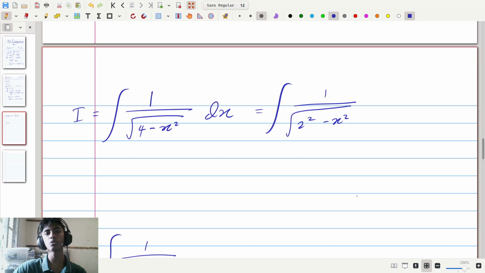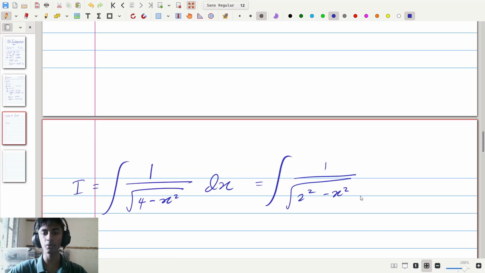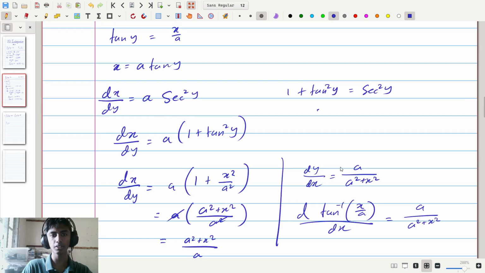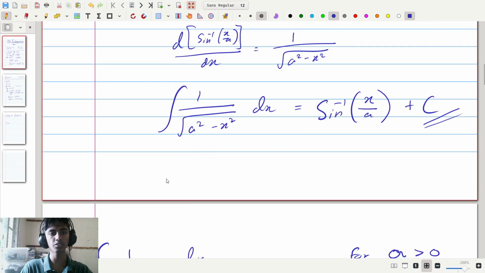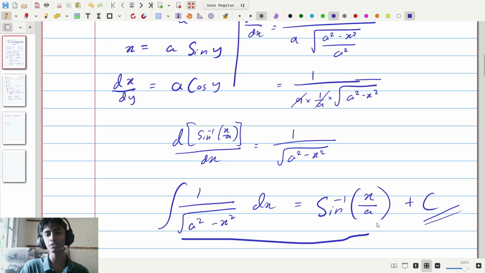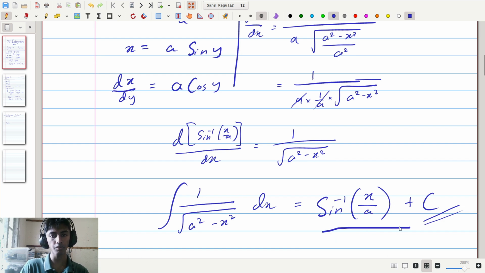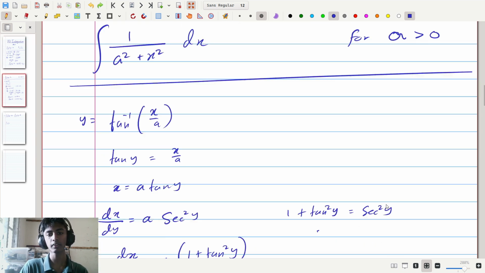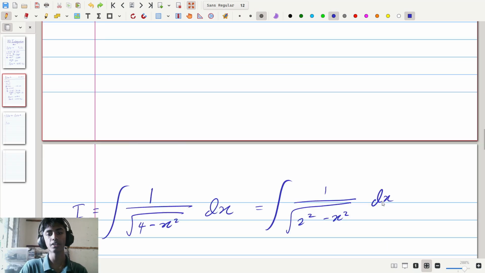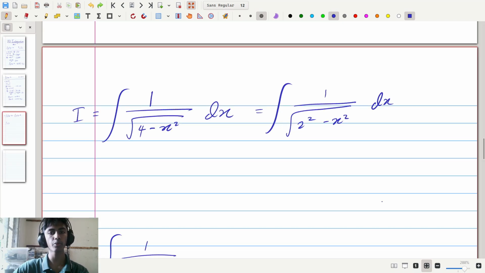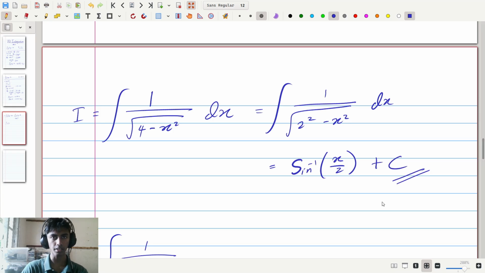Now what we're going to do is use the formula that we had above. We know that when we have the pattern of 1 divided by the square root of something squared, a squared minus x squared, then that integral is going to be the sine inverse of x divided by a plus c. Therefore, in this particular case, since we have the integral of 1 divided by the square root of 2 squared minus x squared, it is going to be equal to the sine inverse of x divided by 2 plus c. Hence, we have our answer.